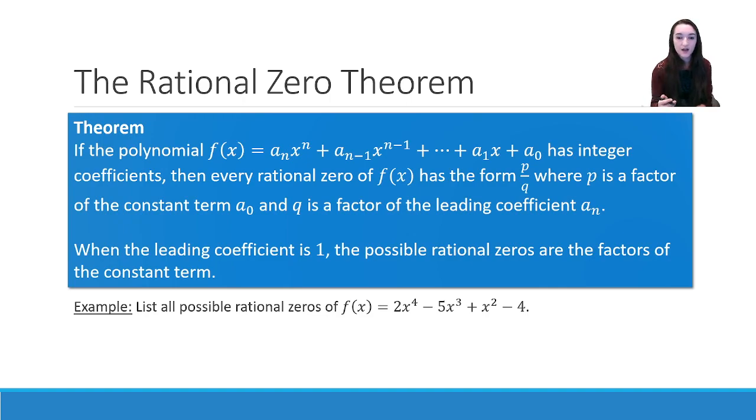You're going to start by identifying what is a0 and what is an. So an in this case is 2 and a0 is negative 4. So here we have an, a0. An is always just the coefficient of the highest powered term, and a0 is always the constant. If there is no constant, a0 can just be 0.